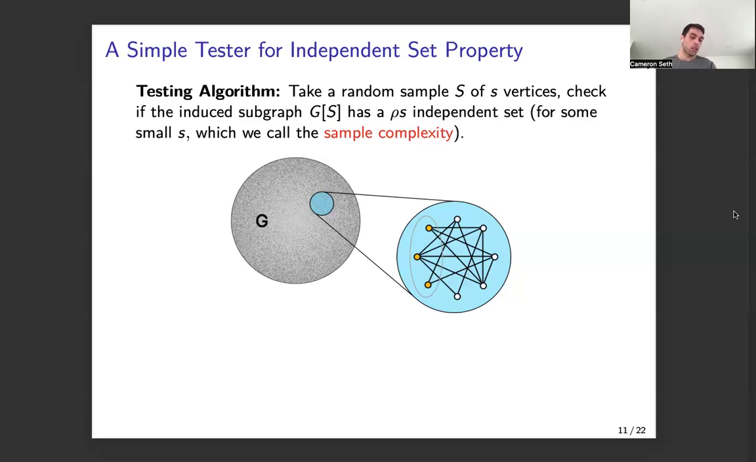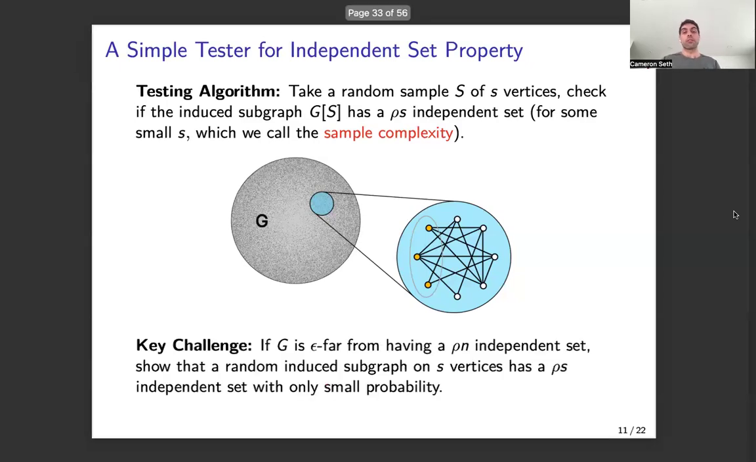Now, why does this tester make sense? Well, if the graph did have an independent set of size rho n, then when we take this sample, we should find a large fraction of vertices coming from this independent set. So the tester will correctly accept. The hard part is the epsilon far case. In particular, we need to show that if G is epsilon far from having a rho n independent set, then when we take the sample and look at this induced subgraph, it probably won't have a large independent set.